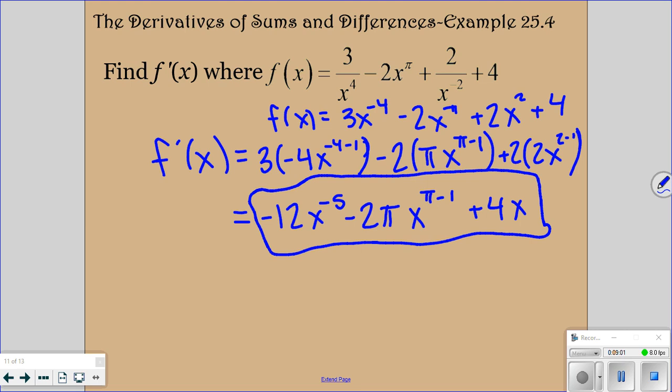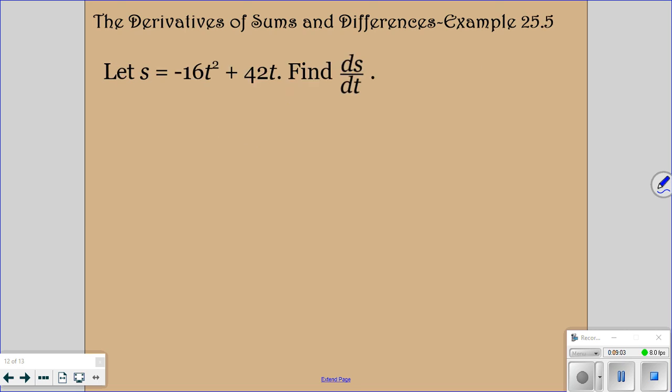Okay? So now let's see if you can find the derivative of this one. So now instead of our variable being an x, it's a t, but you do the same concept. So y'all pause the video real quick and see if you can figure it out.